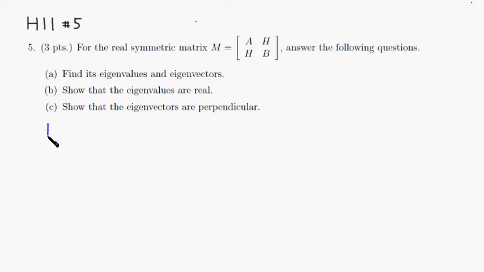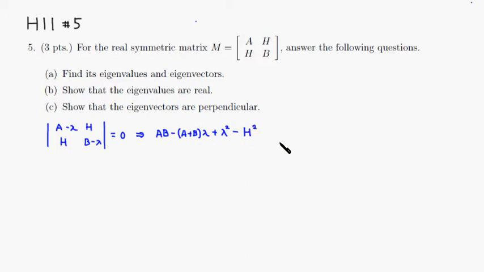We want to find the determinant of [A minus lambda, H; H, B minus lambda], and we want this to be 0. So let's multiply this out. A times B is AB. Then A times negative lambda gives negative A lambda, and negative lambda times B gives us minus (A plus B) lambda. Negative lambda times negative lambda is plus lambda squared. Then we have minus H times H, so minus H squared.